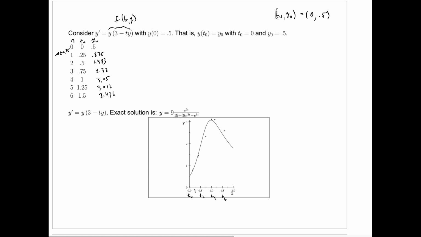So you can see what our approximate solution would look like. It would be very close at first. It would go up. It would show the general behavior here. And again, if we use a smaller increment and more computations, we would be able to get a more accurate picture of what the solution looks like.